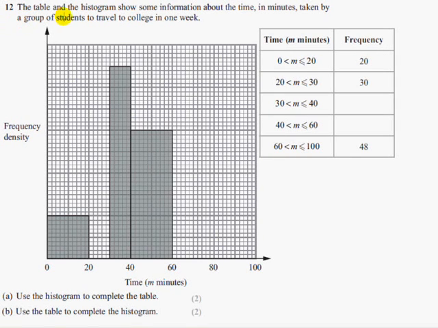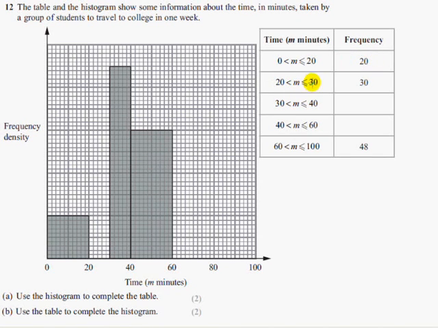Question 12. The table and the histogram show some information about the time in minutes taken by a group of students to travel to college in 1 week. So I've just moved the table next to the histogram so it fit onto one page. So greater than 0 minutes, but less than or equal to 20, so up to 20 minutes, happened 20 times.